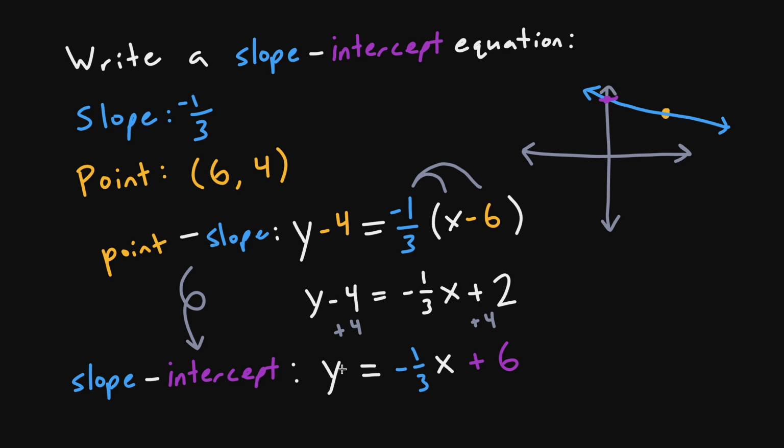And check that out. Slope-intercept. We wrote a slope-intercept equation. So if you were being asked to write slope-intercept, but what you have is point-slope, I would just write the point-slope and then convert it. I think that's the easiest way.